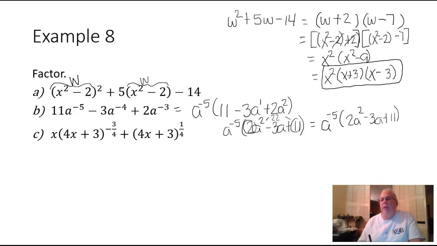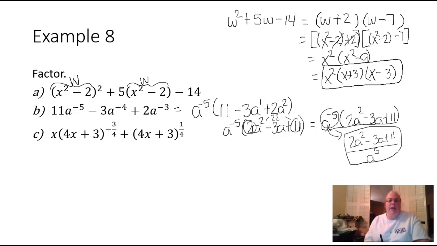Then the only other thing I might want to do is not have any negative exponents in my final answer. And remember that little rule about how if you want to make it positive, you can cross the line and change the sign. So this answer would actually be 2a to the second minus 3a plus 11, divided by a to the positive 5 power. So here is B.